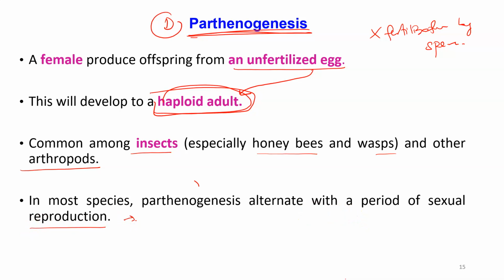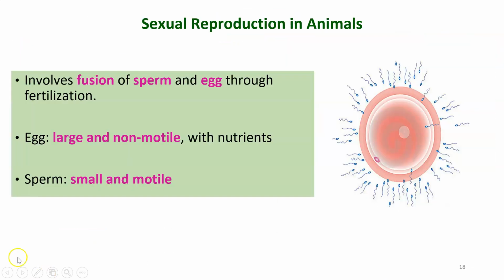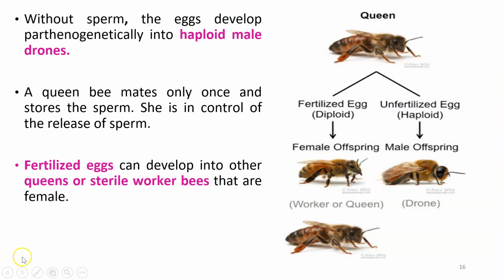So there's a time that the animal will undergo parthenogenesis, where the eggs develop into a haploid individual without fertilization, or at another time the animal decides to undergo sexual reproduction. It depends on the requirements of the colony, for example. Here you have a colony of bees. The colony of bees will have the queen. The queen produces the eggs, and she is in control of the eggs. She will decide whether the egg will be fertilized or not.